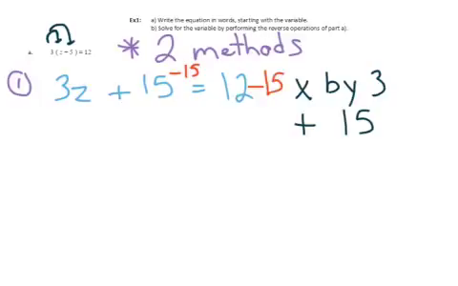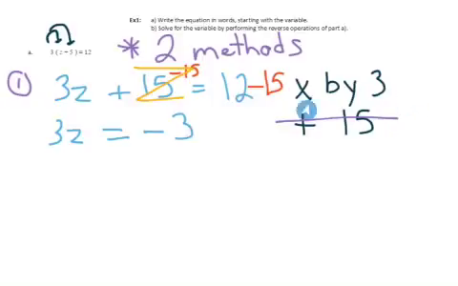So we are left with 3z, and then here we have plus 15 minus 15. Well, that is 0. So this is 0, and then we're left with our equal sign, and 12 minus 15 is negative 3. So now we have taken care of this part.